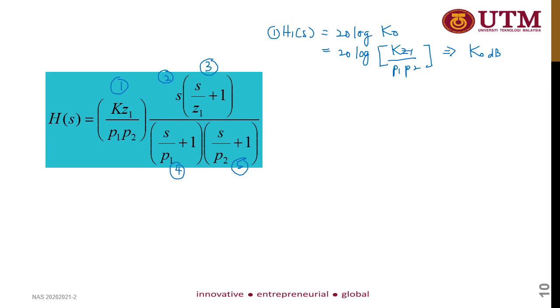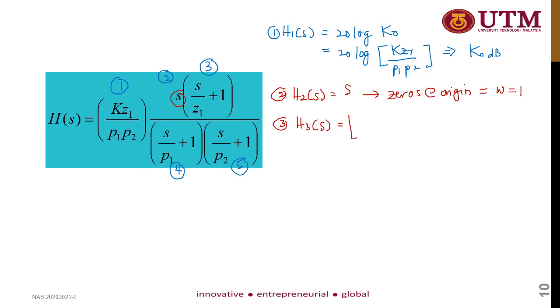Complete the numerator part first. Second, you have h2s. What's the equation? It is just a single s, equal to s. When s is on top it is zeros, and since it is outside the bracket, it is at origin. What does origin mean? Origin in a Bode plot is basically at omega equal to 1. This is the origin, it is not at 0. Move on to the next numerator. The third one, h3s equal to s divided by z1 plus 1. S on top is known as zeros, but now it is at the z1 position.